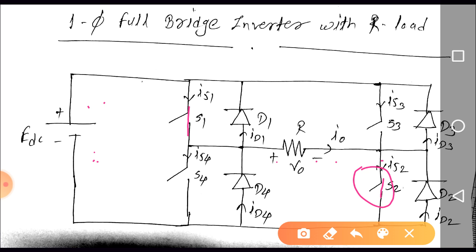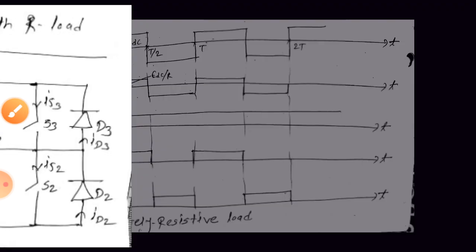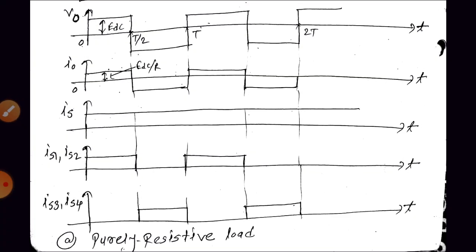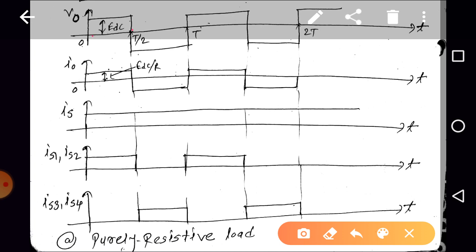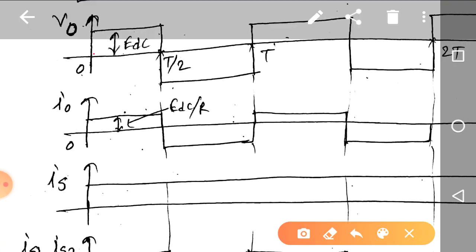What is I0? According to Ohm's law, I0 is equal to V0 by R, so I0 is equal to EDC by R. From t is equal to 0 to t is equal to T by 2, V0 is EDC and I0 is EDC by R.